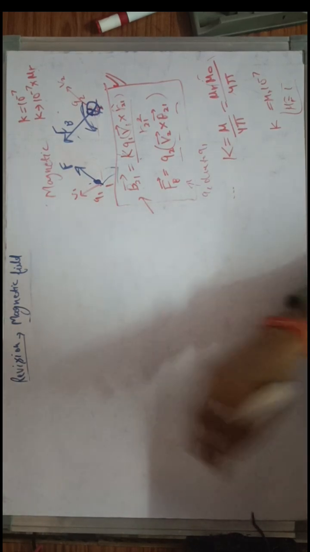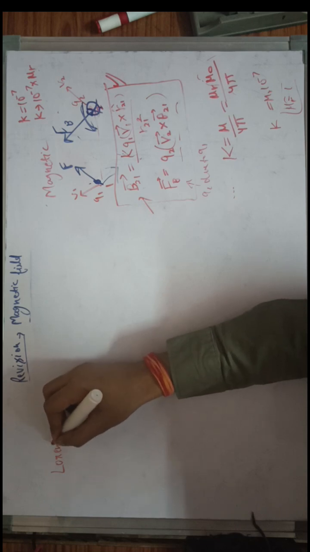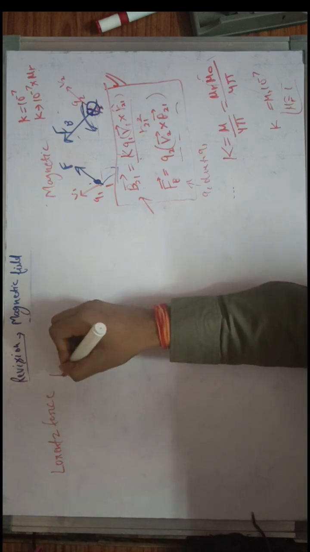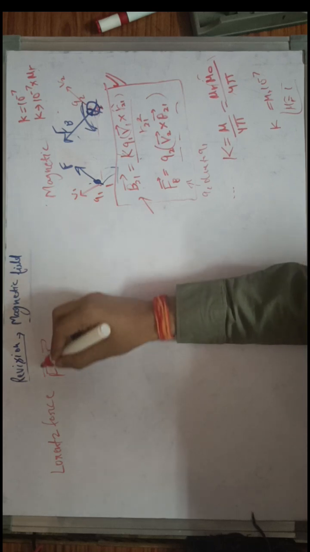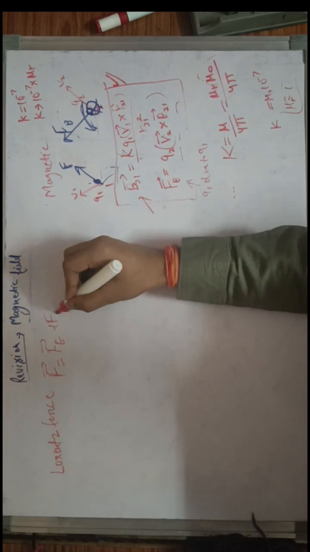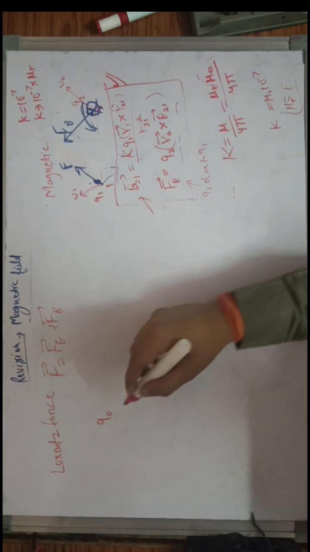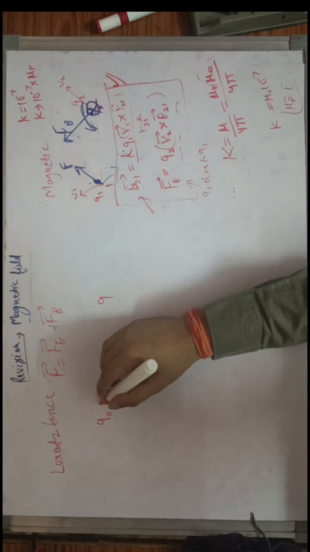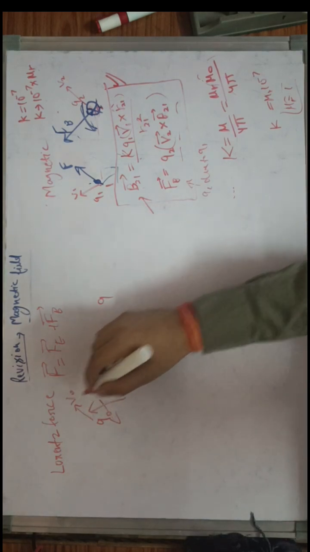Now there is one more term called Lorentz force. Lorentz force is simply the force due to the electric field plus the force due to the magnetic field on any charged particle. Let's say there is a charged particle q naught here, and there is some electric field at this point, some magnetic field at this point, and this charged particle is moving with some velocity v naught.